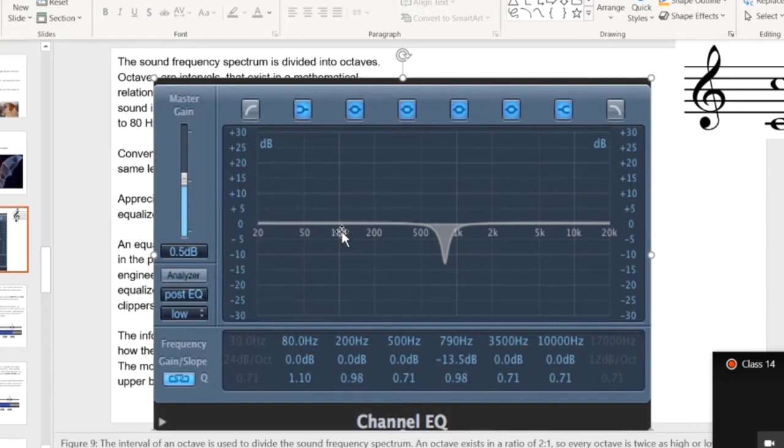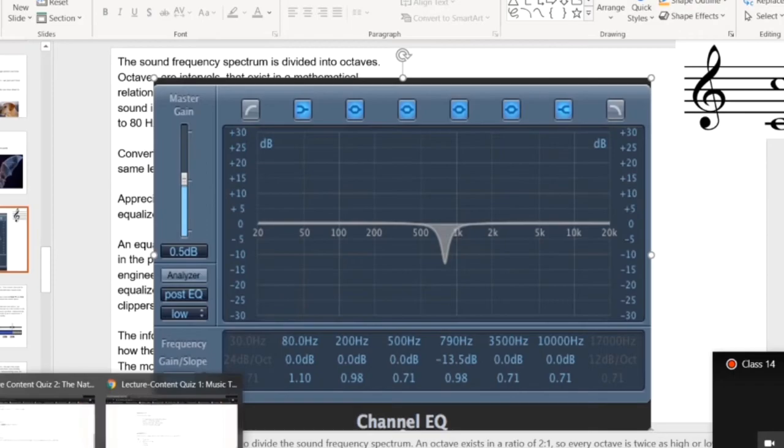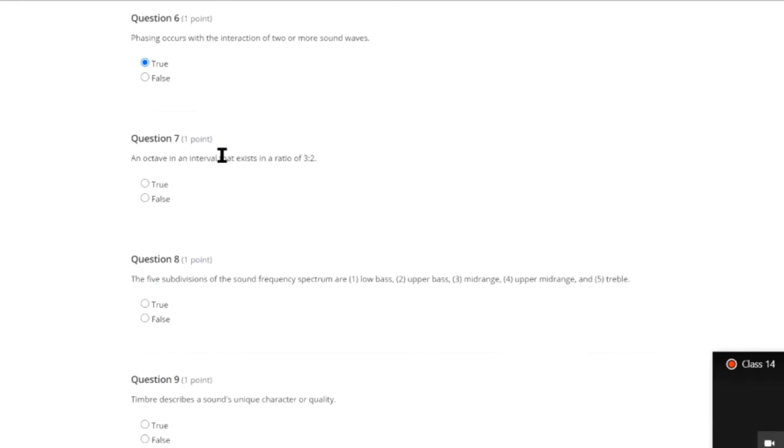Anyways, this is a really useful interval for organizing our approach to equalization and for music composition. So that's false. It's not 3-2. It's actually 2-1.